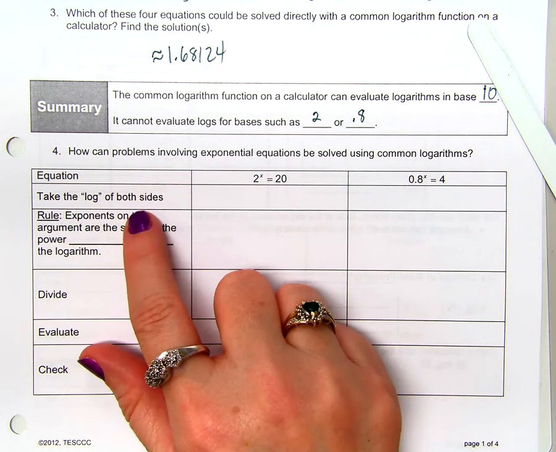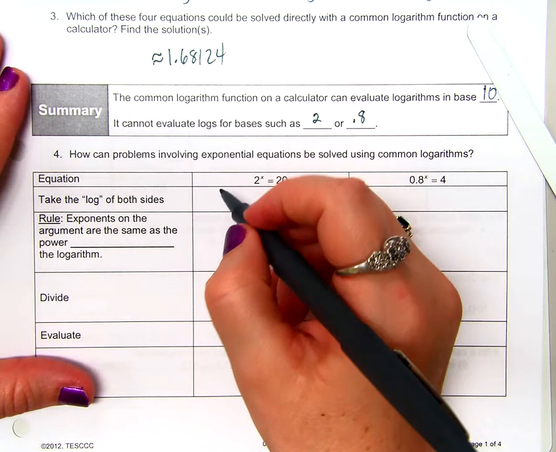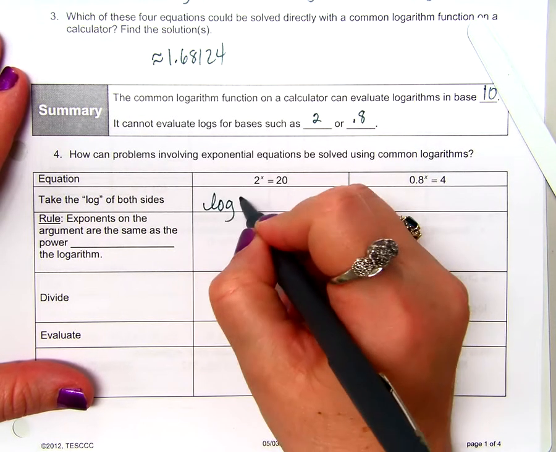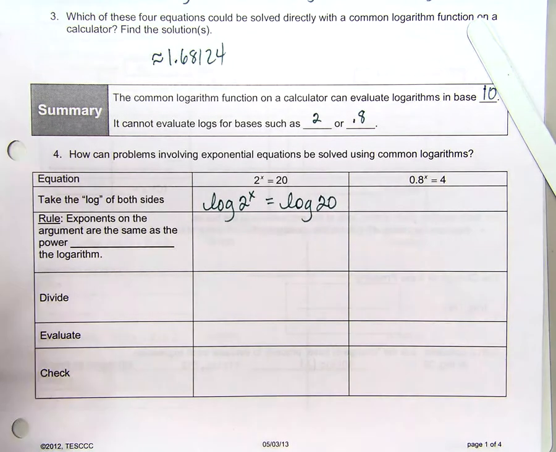We want to take the log of both sides. But we are being very specific about what kind of log we are taking. What kind of log do we want to take? Log base 10. Absolutely, because we can use the calculator for that, right? We can punch stuff in. So we're going to write log of 2 to the x equals log of 20. Now, do I have to write the base 10? No, and I probably won't because it's a common log, right? I don't have to write it, so I'm not going to waste the ink or lead.